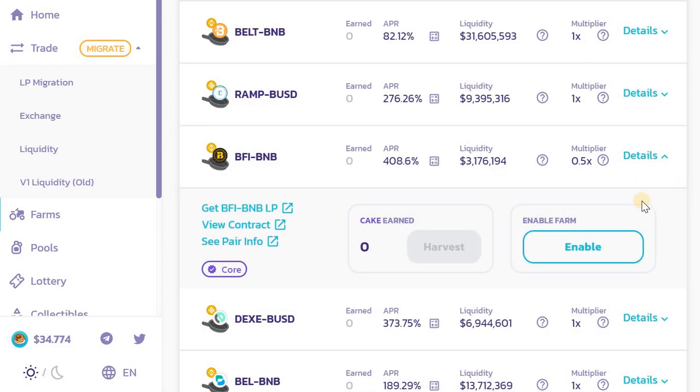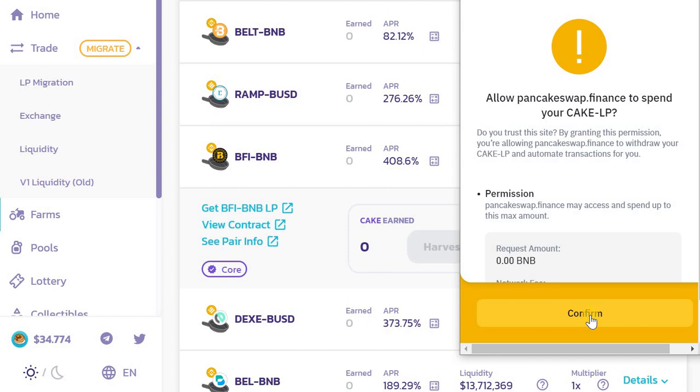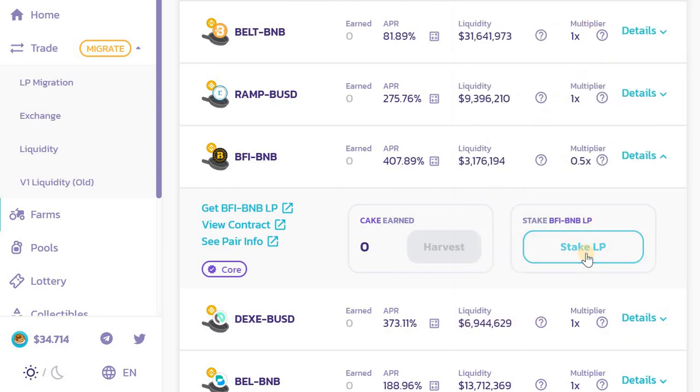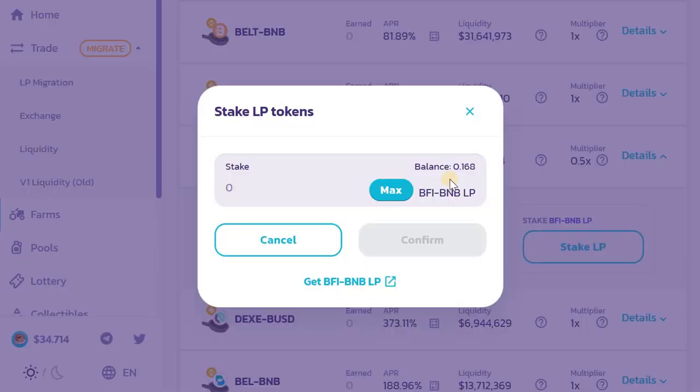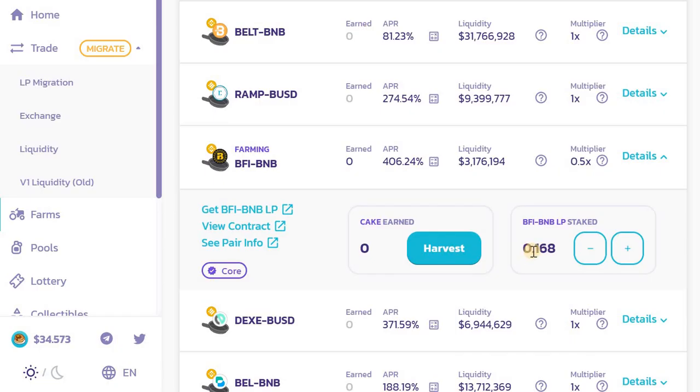Now, this is the farming pool, and right now, I would have to click on this enable farm, confirm this transaction right now in my wallet. Now, my farm has been enabled, and I would have to click on stake LP. Remember, when we created the LP token, we had 0.168, and right now this is the 0.168 present in our balance. So we'd have to go ahead and click on max. This is because I want to use the entire amount in my wallet to stake on the farm. So I am going to click on confirm this and confirm. The transaction is pending. Right now, presently, I have 0.168 staked in this farm.